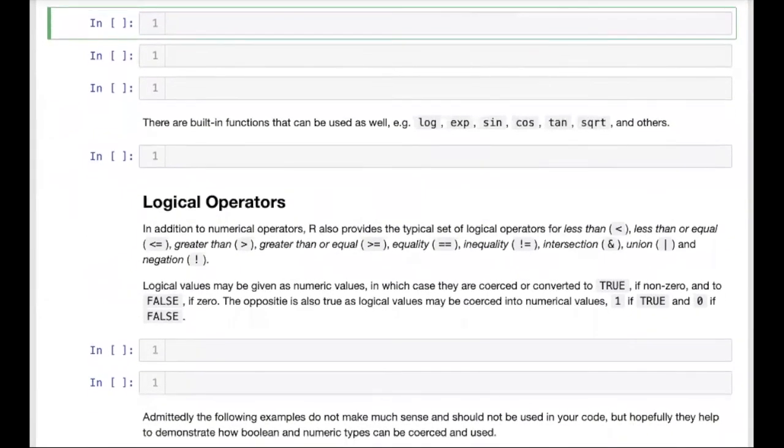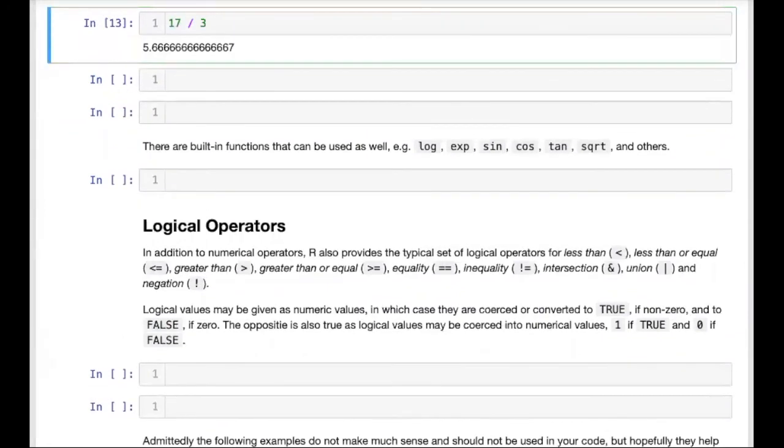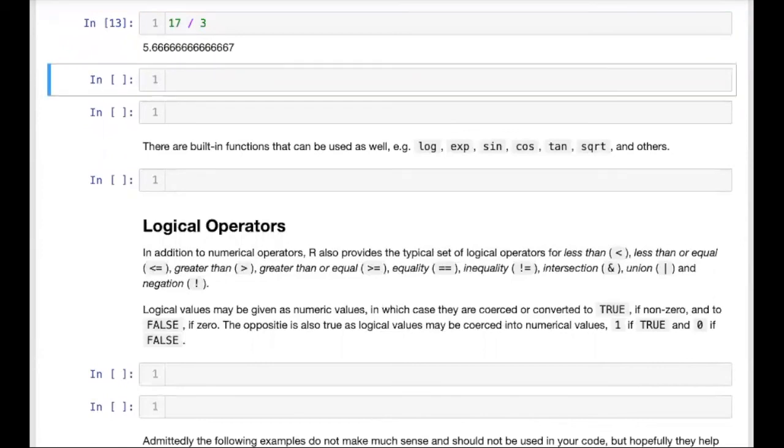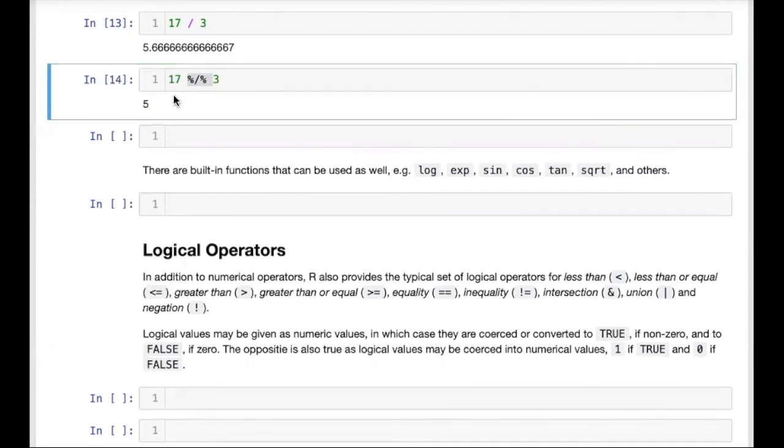In R, division is by default floating point. So even if I were to take the integer 17 and divide it by the integer 3, I would still get a floating point result of 5.6 repeating, as we see here. Now, if I did want the integer result, that is integer division, I would have to use a different operator. And so you see if I type 17 %/% 3, where this operator represents integer division and not floating point division, I will now get the integer output 5 and not 5.6 repeating, as we did previously.